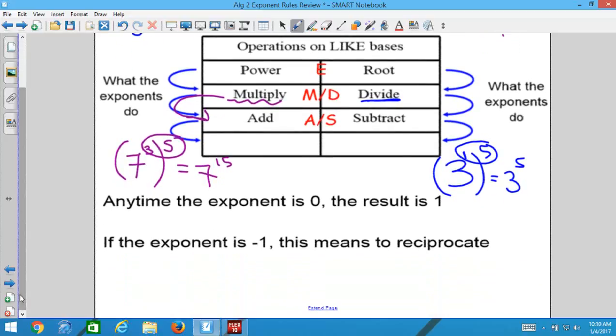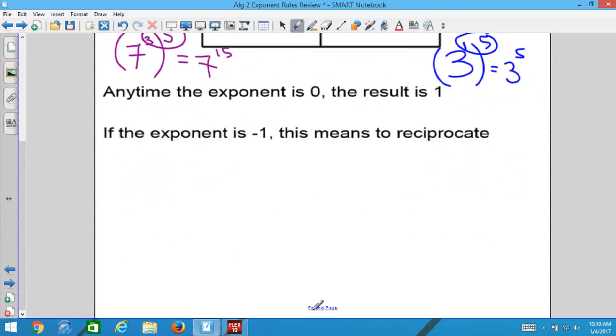And we'll do a bunch of examples with all of that. A couple more things. Anytime the exponent is 0, the result is 1. If we have anything to the 0 power, it's always 1. And then this one, if the exponent is negative. If you have a negative exponent, that means you have to reciprocate it. Here are some quick examples you could jot down.